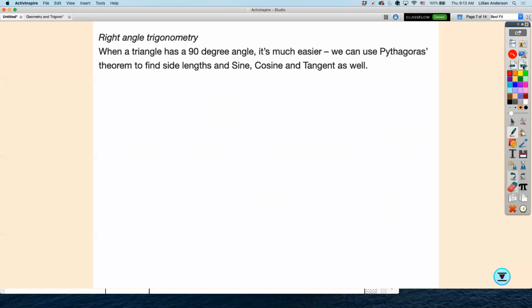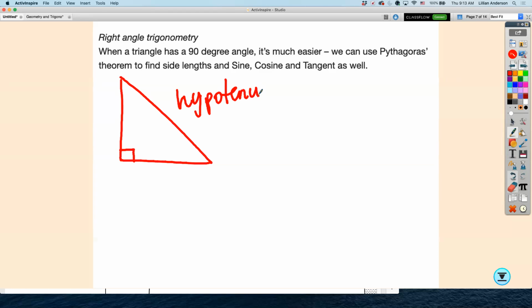Right triangle trig. When you have a triangle with a 90-degree angle, it's much easier to use the Pythagorean theorem and then SOHCAHTOA to find side lengths or angles. Remember, a right triangle, you know it's right because it has a what? A right angle, that little box. The side opposite of that 90-degree angle is called your what? Hypotenuse.